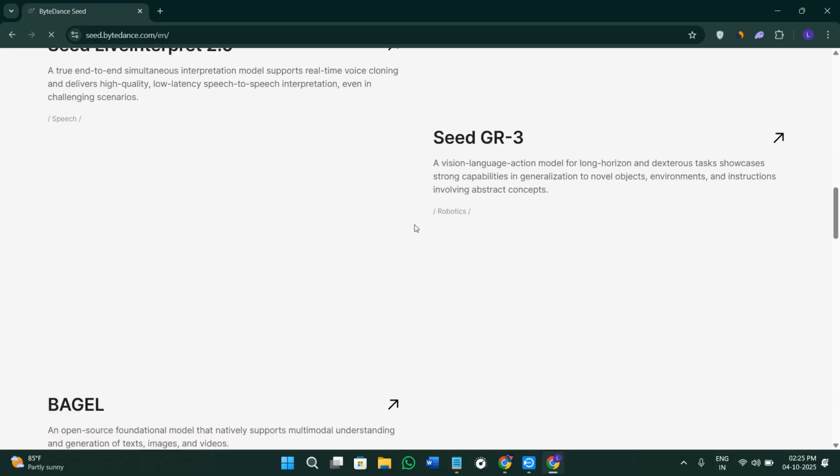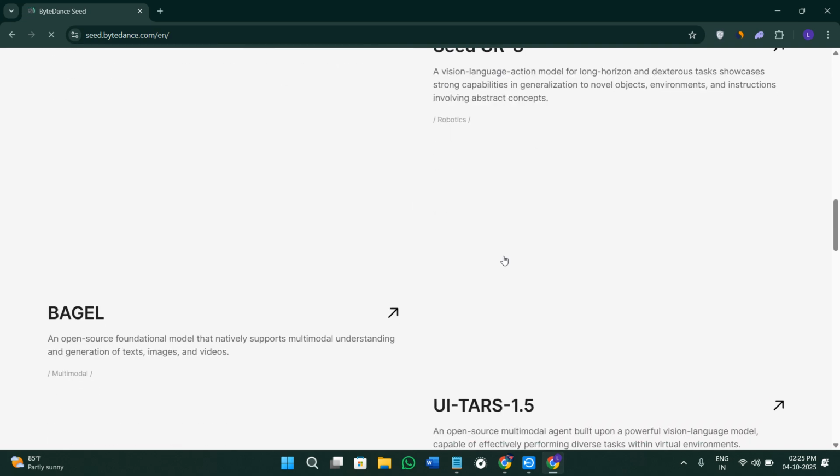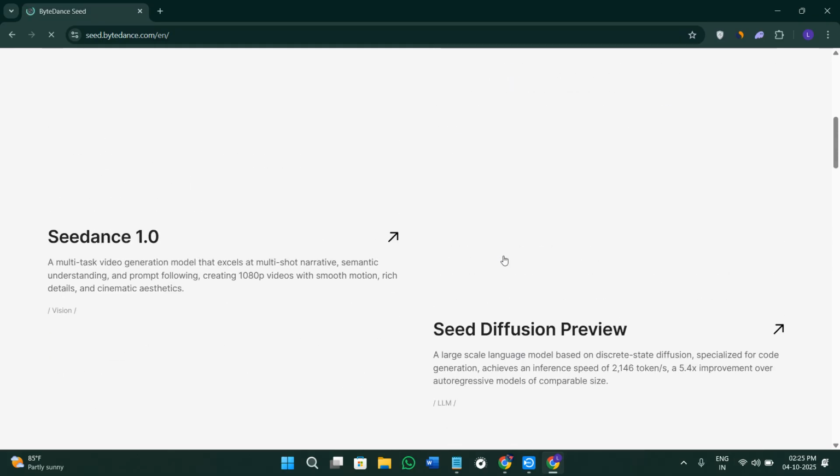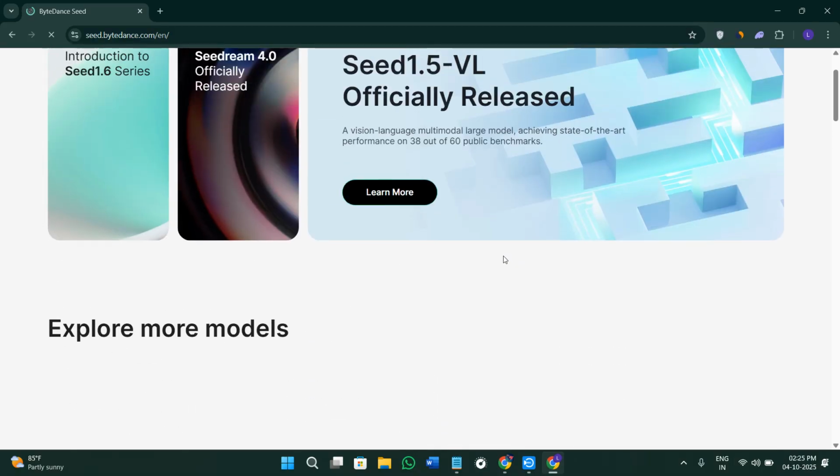Early tests also show the avatar lip syncing is smooth, expressions are natural, and the scene transitions feel cinematic. Because it is ByteDance, integration with their ecosystem means the potential for seamless use in TikTok, CapCut, and other apps.